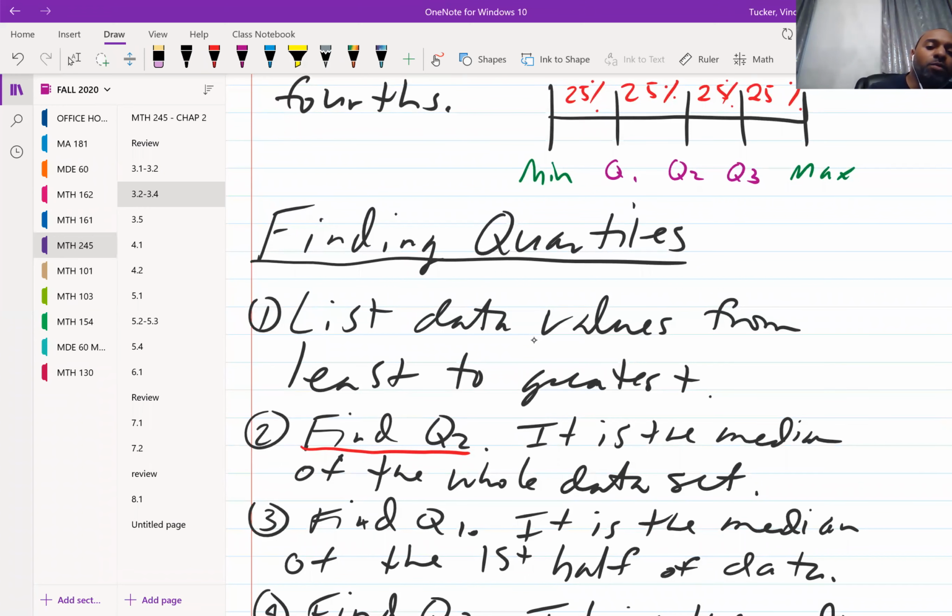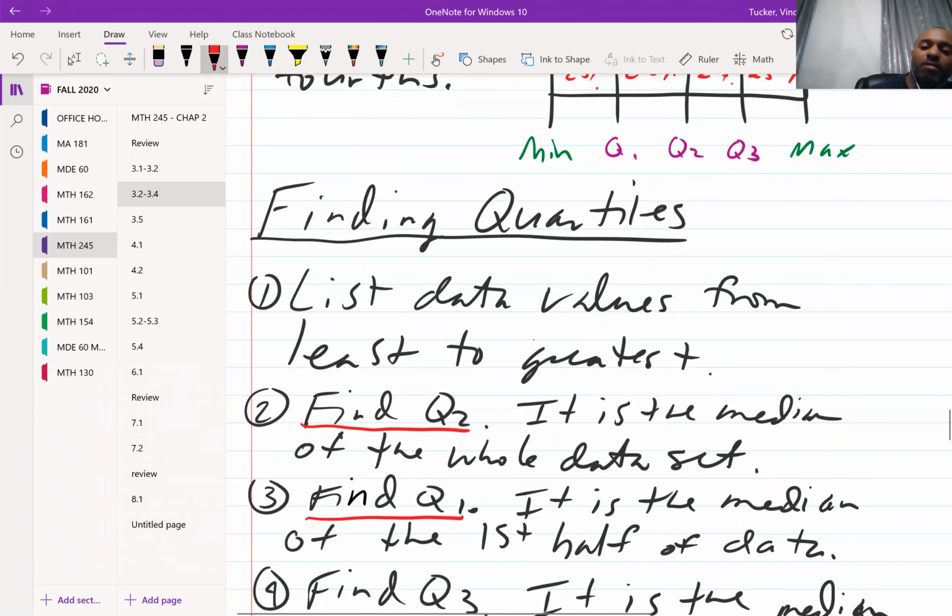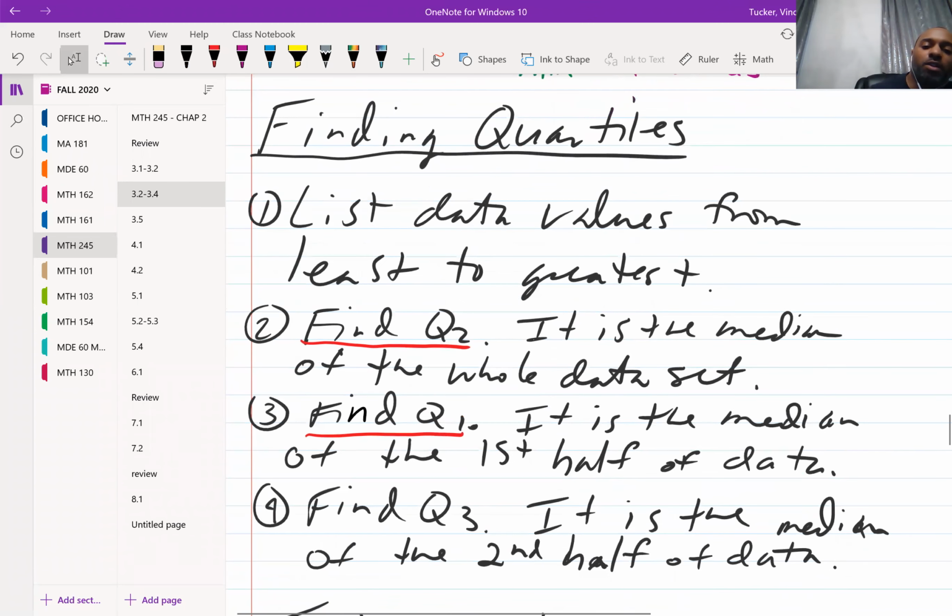Then we'll find Q1. That's the middle value of the first half of the data. Then Q3 is going to be the middle value, or the median, of the second half of the data.